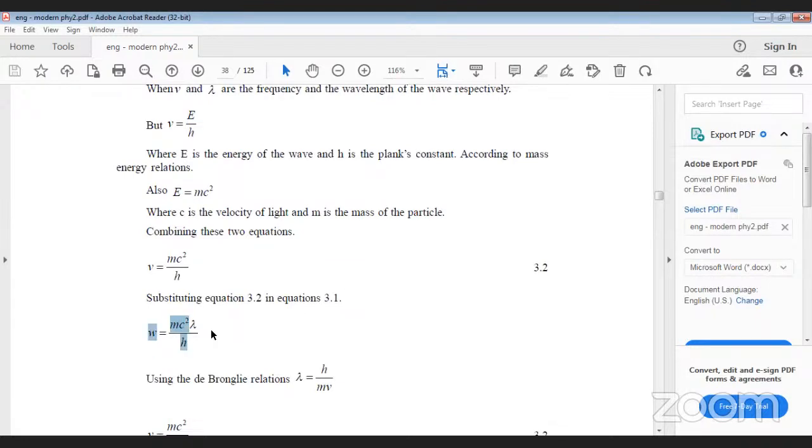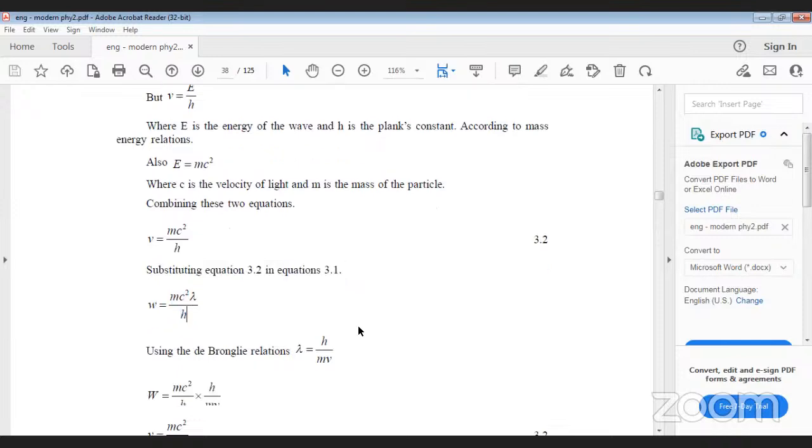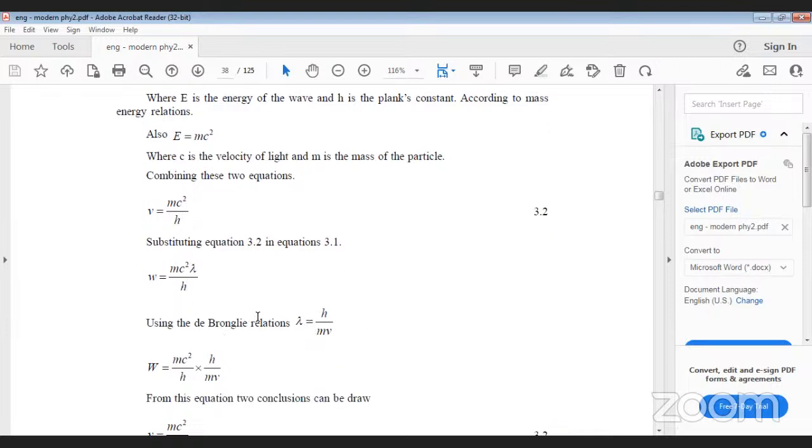When mc² is substituted, lambda is there. But what is that lambda? It is h by mv, h by p. This is the de Broglie relation. So by substituting h by mv in place of lambda, the m's get cancelled.